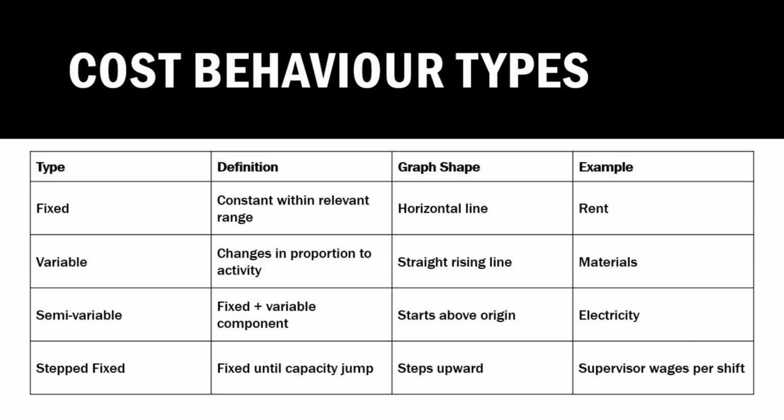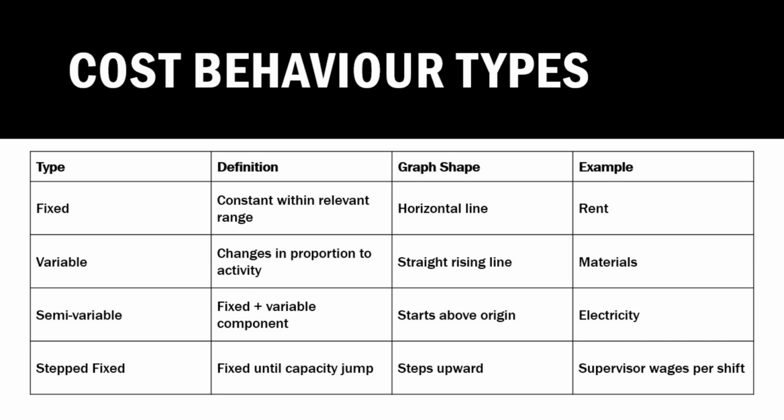Variable cost. A variable cost changes in direct proportion to activity. If units double, total variable cost roughly doubles. Material cost per unit is a classic example. Semi-variable cost, also called mixed cost.